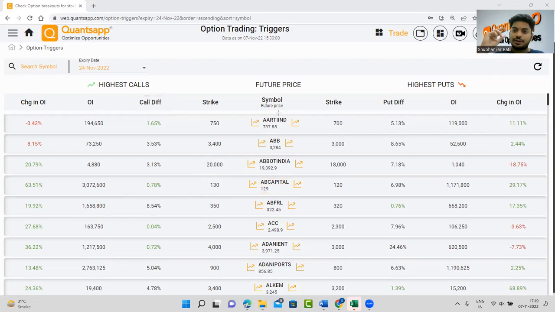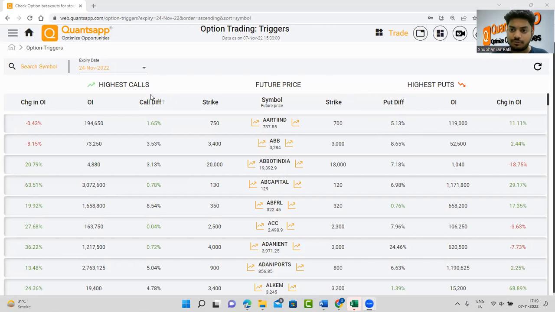Okay. How far your highest call is from the futures price, that is shown to us by call difference. And vice versa on the put side. How far your stock is from the highest put strike, that is shown to you by put difference. Now Aarti Industries is 5.13 percentage away from its breakdown, from its support area.